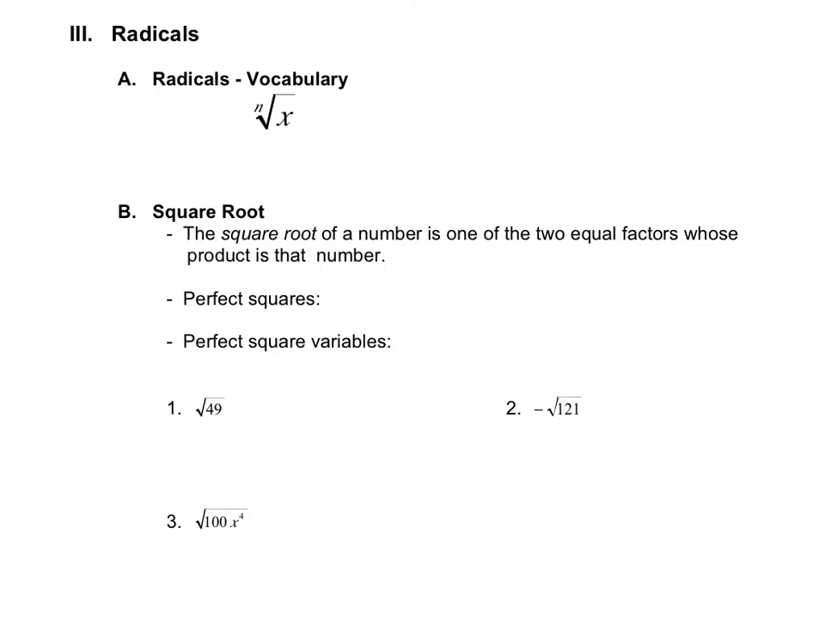So let's talk about radical vocabulary. The little n represents the index, or it's telling you what root you're taking, square root, cube root, so that's your index, I-N-D-E-X. The number under the radical symbol is called your radicand. He is who you are taking the root of. All right, now the most popular one you're used to is square root.